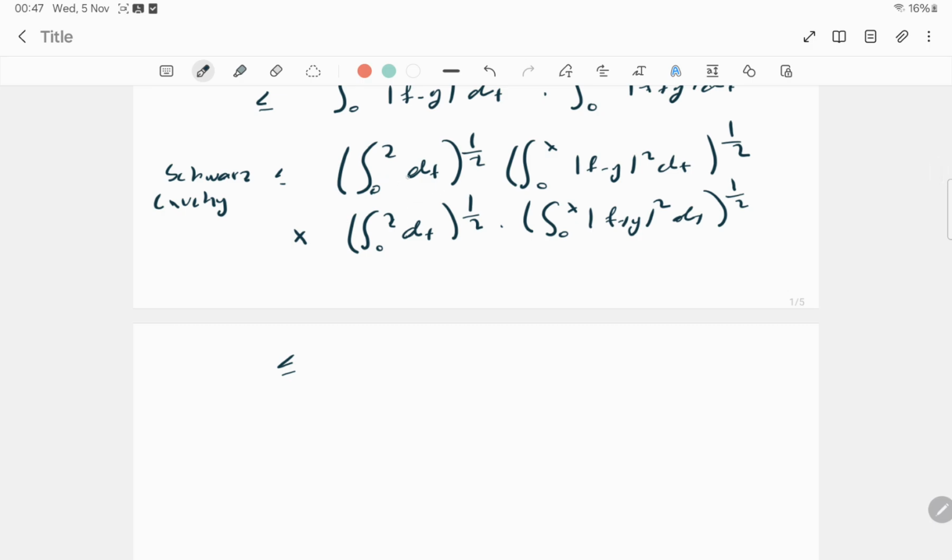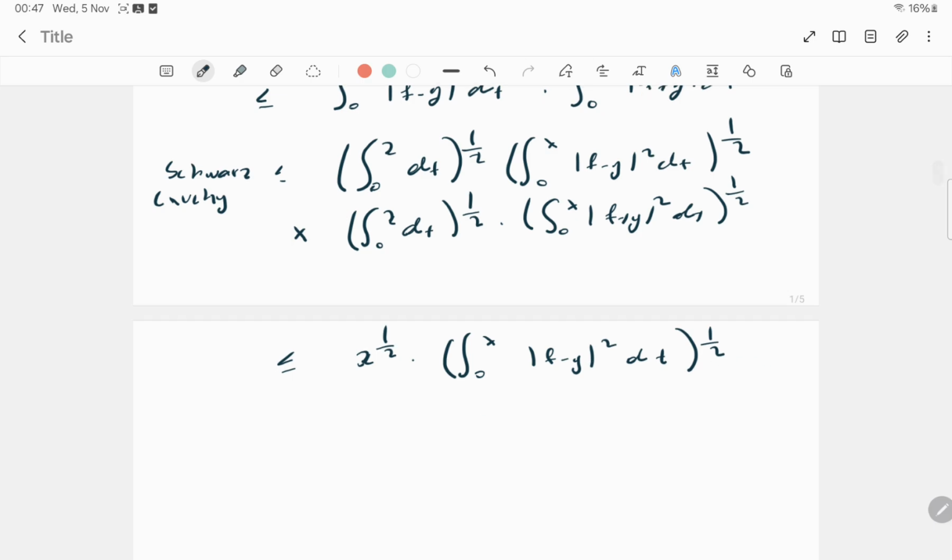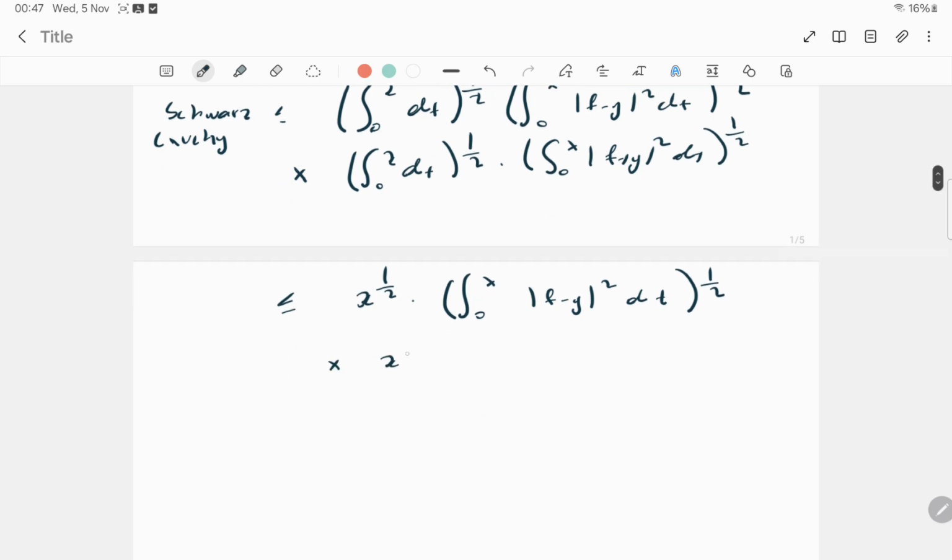That integral from 0 to x of dt is x, and then that's going to be x to the power of a half times the integral from 0 to x of f minus g in absolute value squared dt, that raised to the power of a half, times x to the power of a half, integral 0 to x of f plus g squared dt to the power of a half.